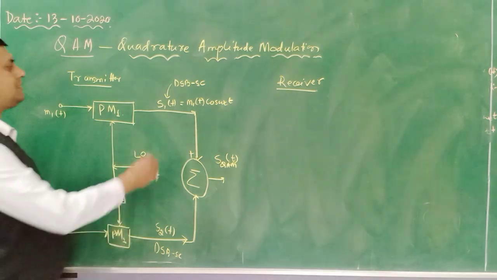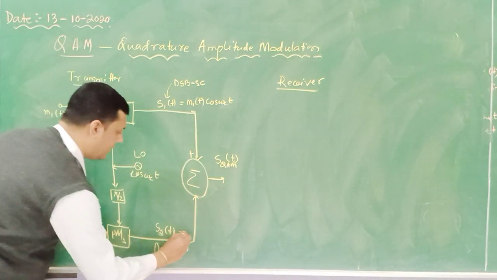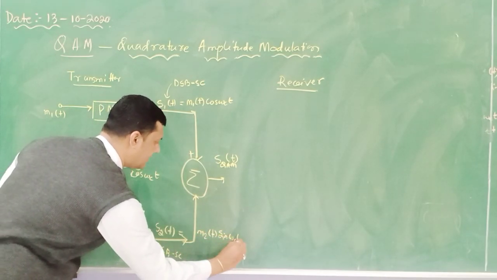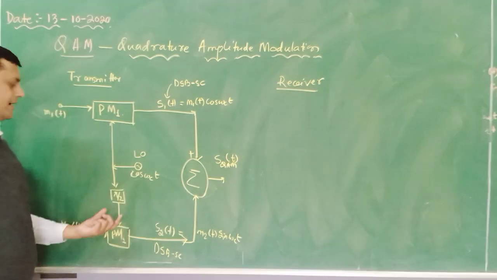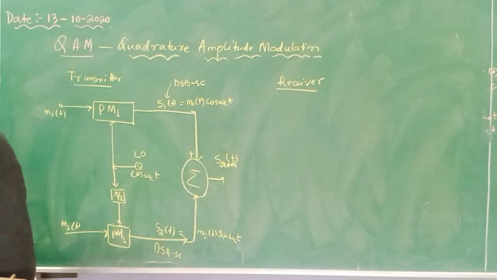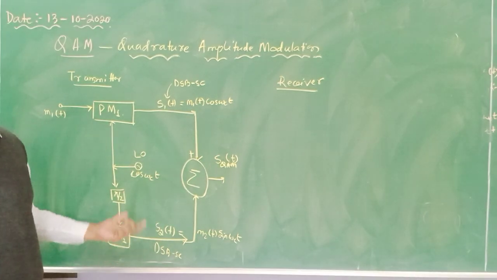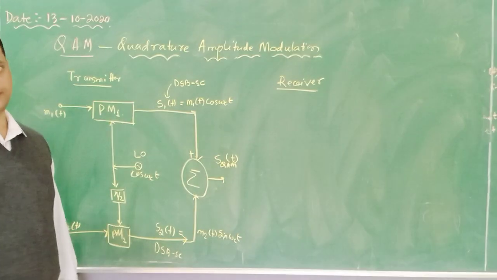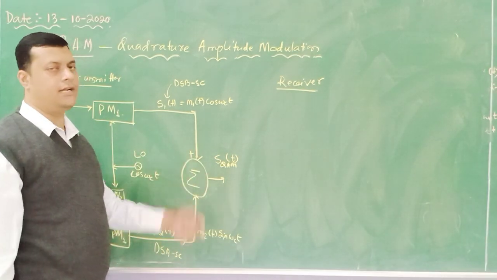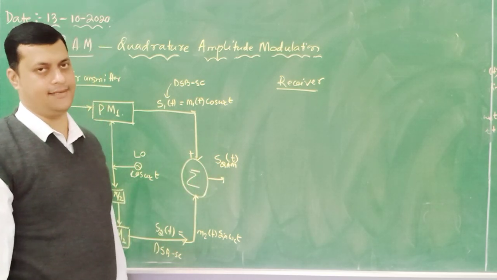So here the first modulated signal is M1 of t cos omega ct, and the second one is M2 of t sin omega ct. Why is it sin? Because the cos signal is passed through a phase shifter in which the cosine signal is converted to a sinusoid signal, and the angle difference between cos and sine is 90 degrees, so it is called quadrature amplitude modulation. Here we are adding these two sidebands and transmitting them to a particular channel. So this is called your QAM signal.